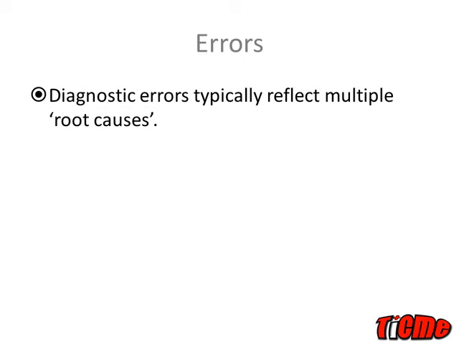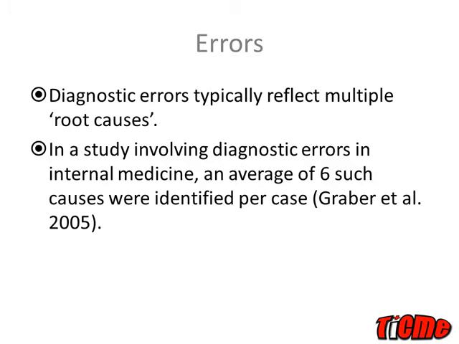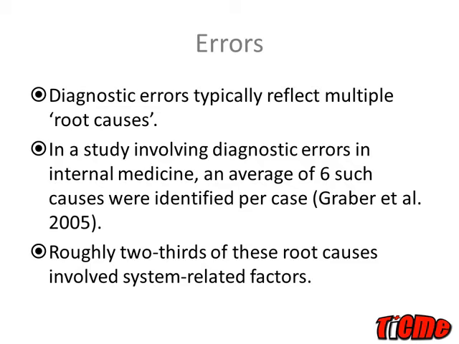Right, so diagnostic errors typically reflect multiple root causes. We're not going to talk about the procedural sort of errors anymore because I think those ones are pretty simple. Training, sims, etc. are the way to fix them. But diagnostic errors reflect multiple root causes, and in fact, Graber's study in 2005 showed that an average of 6 root causes were to blame for each diagnostic error. And roughly two-thirds of these root causes had system-related factors. So, not just individuals, but the whole system's at fault.